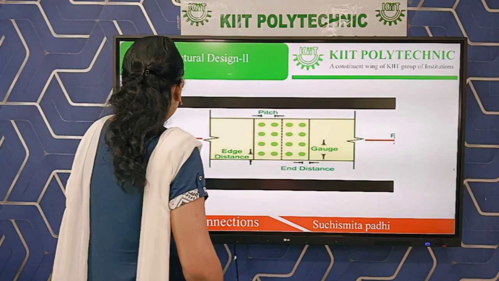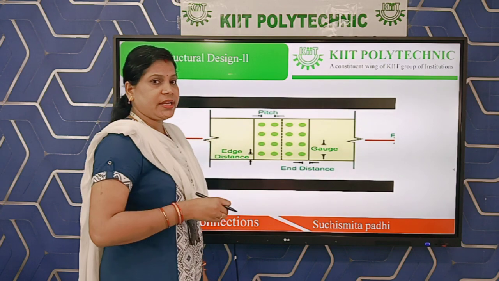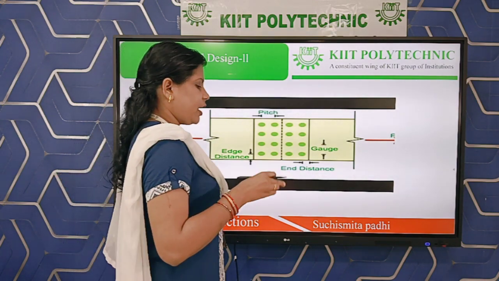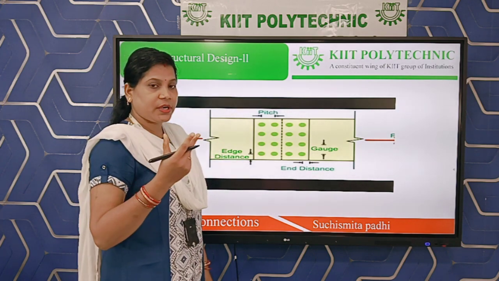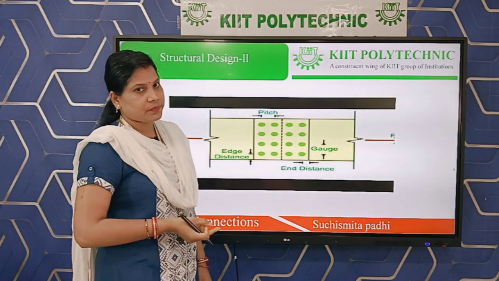So there are four types of connection, but within the connection there are different types of joints. Like the rivet connection is divided into two types of joints. What are the different types of joints? First is lap joint, another one is butt joint.